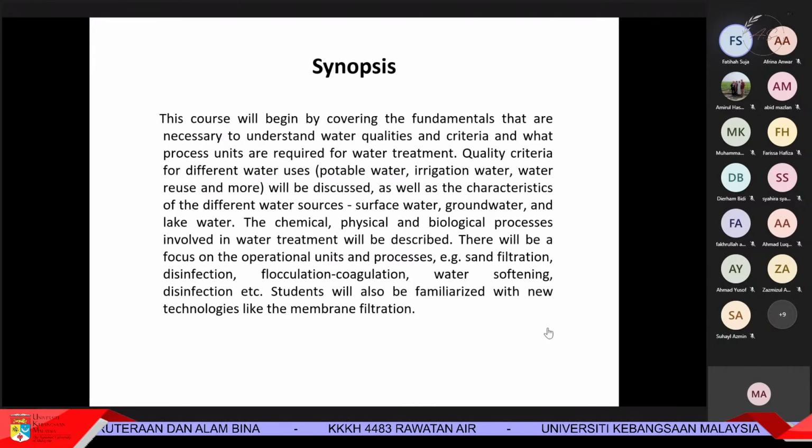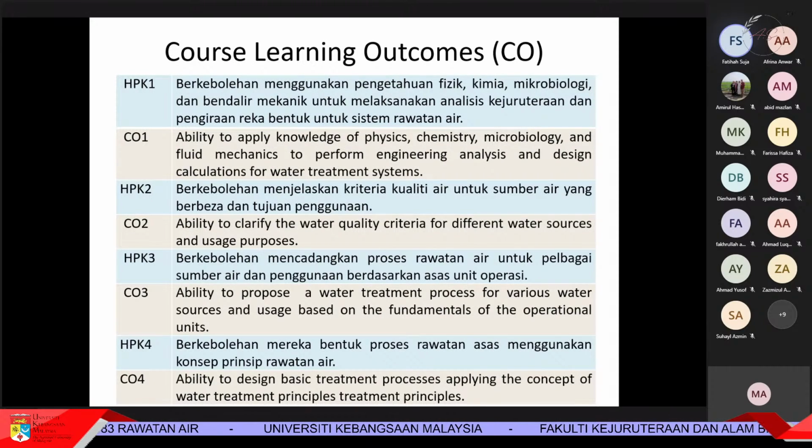Ability to clarify the water quality criteria for different water sources and usage purposes. Ability to propose a water treatment process for various water sources and usage based on the fundamentals of the operational units. And ability to design basic treatment processes applying the concept of water treatment principles.